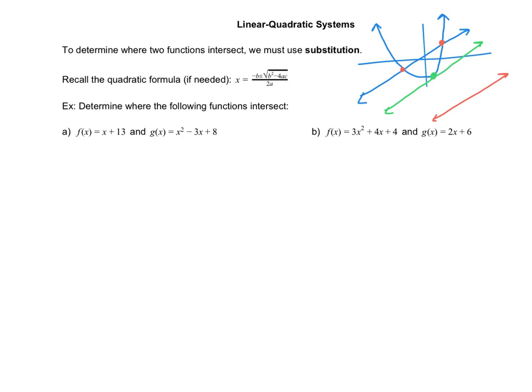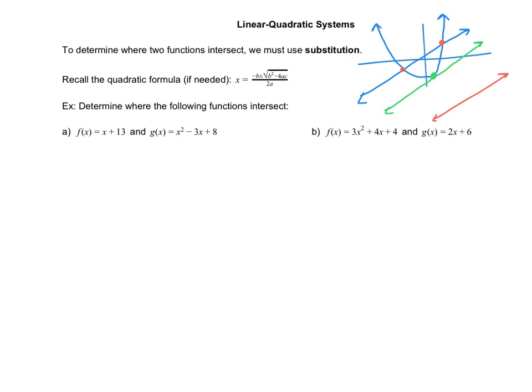Now, in order for us to solve, we are going to use substitution, which means we're just going to set our two equations equal to each other and then solve the equation. What we're going to be left with is a quadratic equation, which means we're going to bring everything to one side and then solve by either factoring or using the quadratic formula. So let's check out our first example.